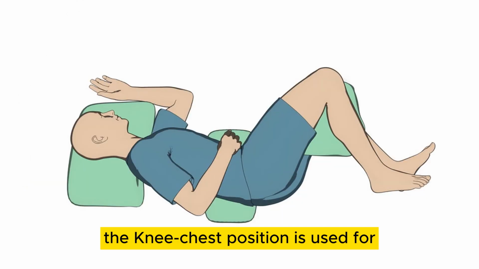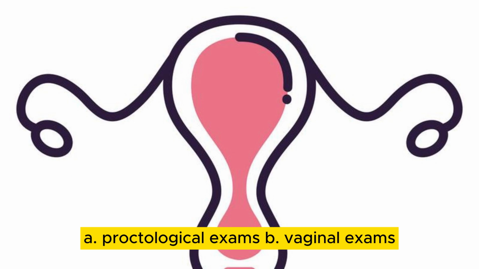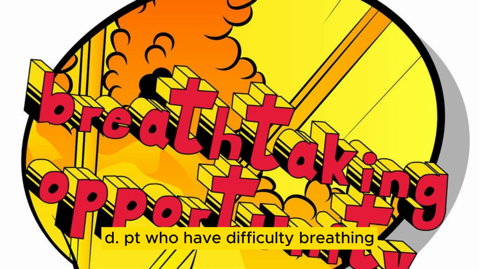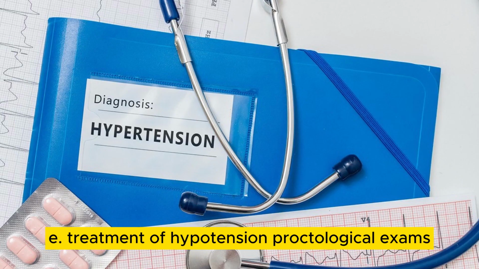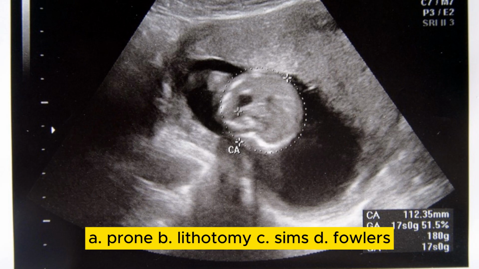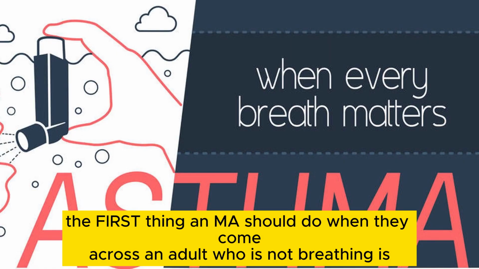The knee chest position is used for A. Proctological exams. B. Vaginal exams. C. Exam of the chest and upper torso. D. PT who have difficulty breathing. E. Treatment of hypotension. Proctological exams. Which position should the PT be in for a vaginal exam? A. Prone. B. Lithotomy. C. Sims. D. Fowler's. Lithotomy.